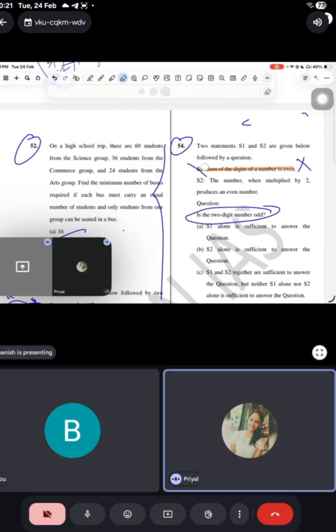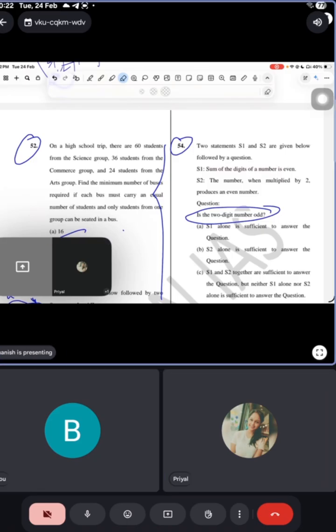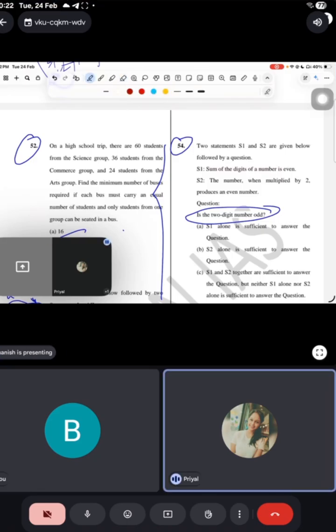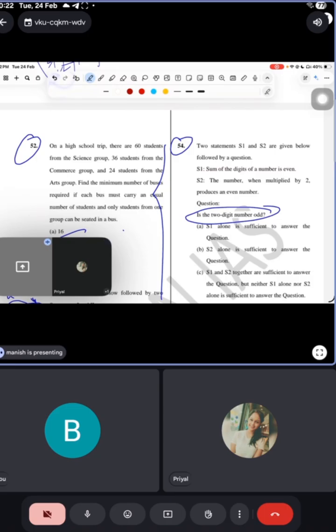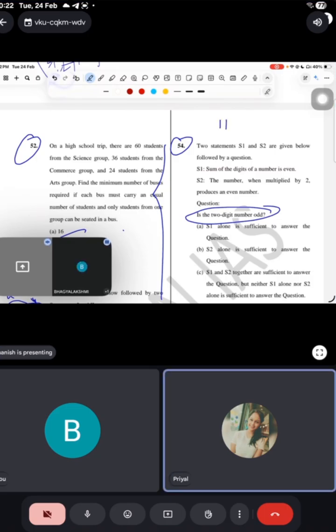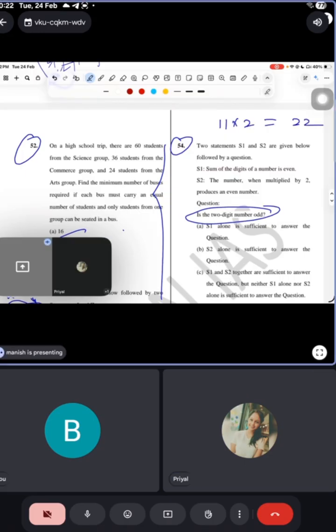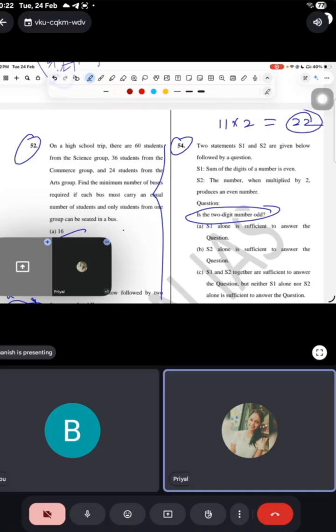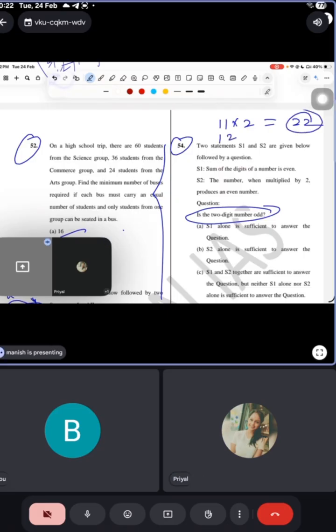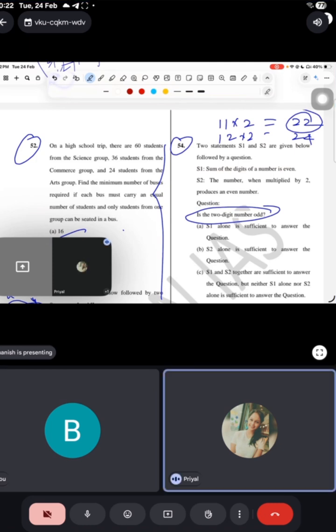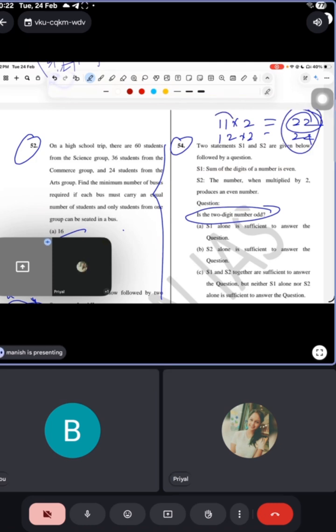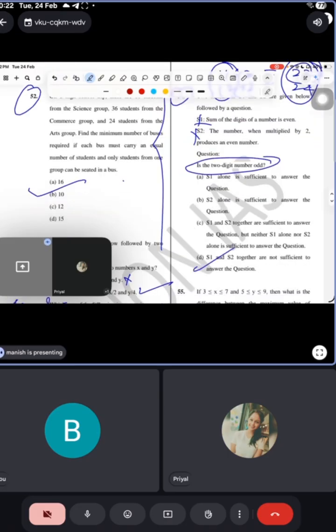Now read the second statement: the number when multiplied by 2 produces an even number. Let's say this is 11. Multiplied by 2, the result is 22, even. Now let's say this is 4, which is even. Multiply by 2 and you will get an even number. I'm getting the same result, but the numbers are different. It means this is also not sufficient.